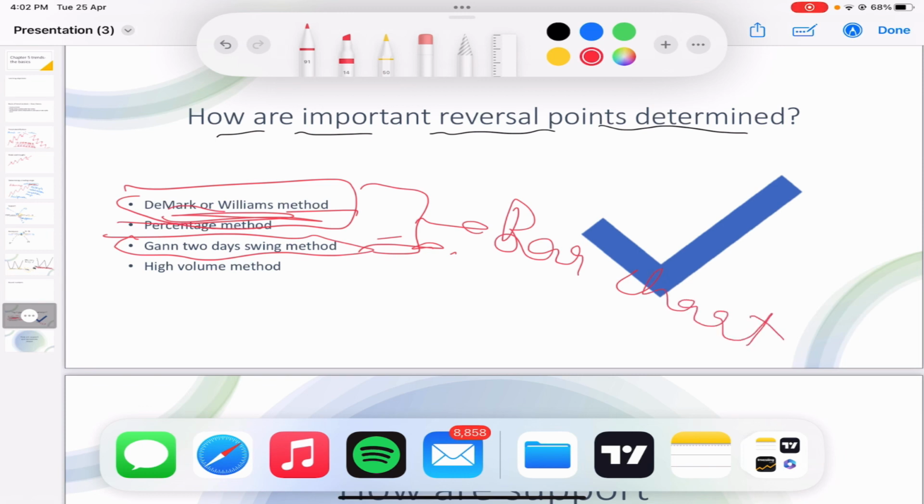Now we come to the last method, which is the high volume method. Very large volume can also identify a significant reversal point. High volume indicates that larger than usual activity occurred on the trading day. It shows a 1-day reversal. So if you see a high volume, then we can identify that a reversal can happen in that direction.